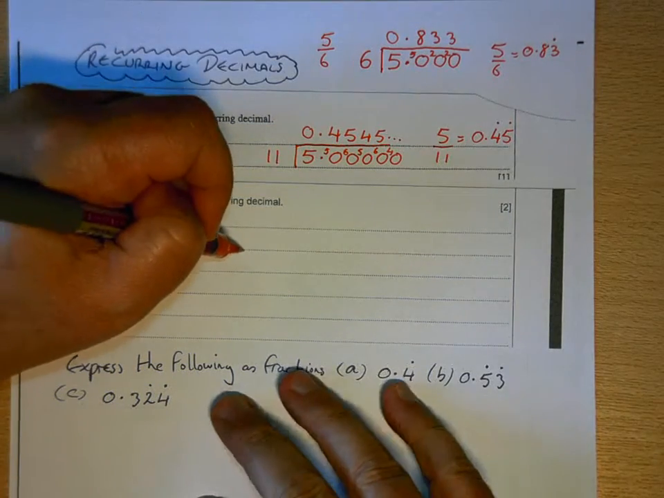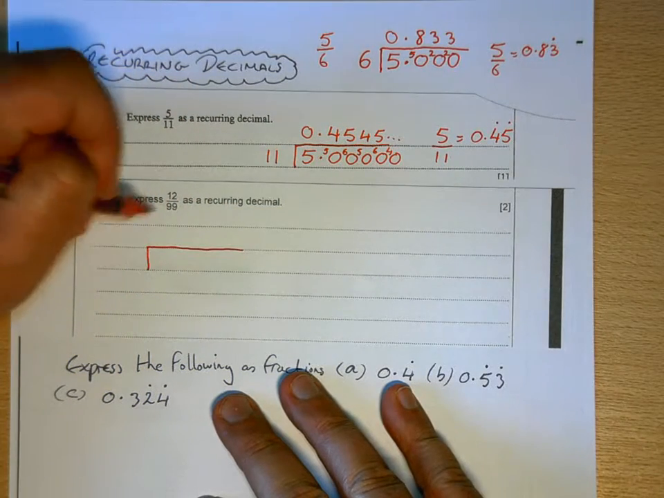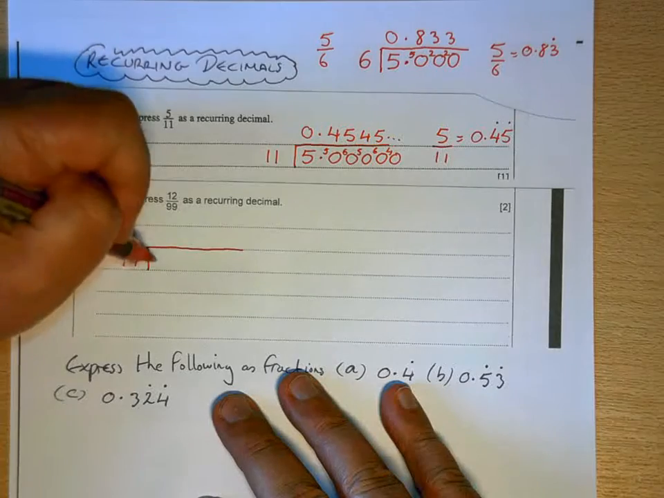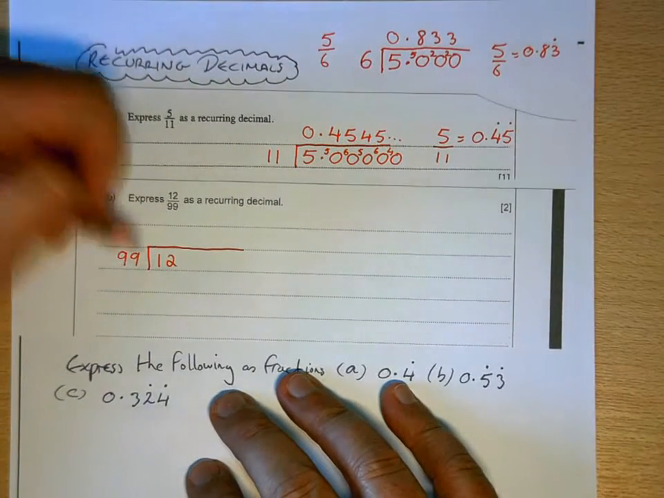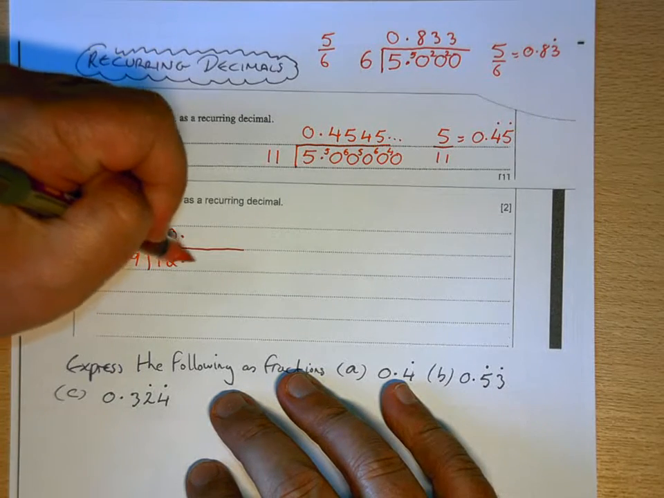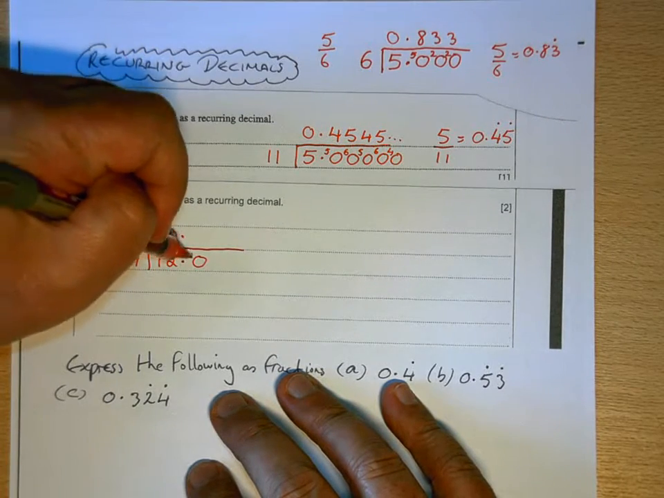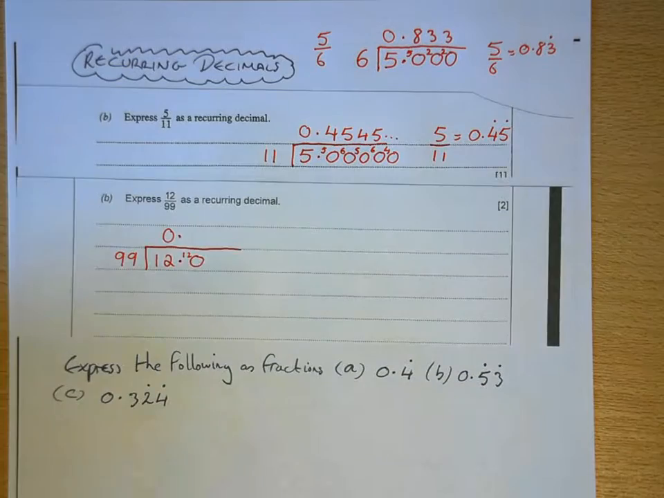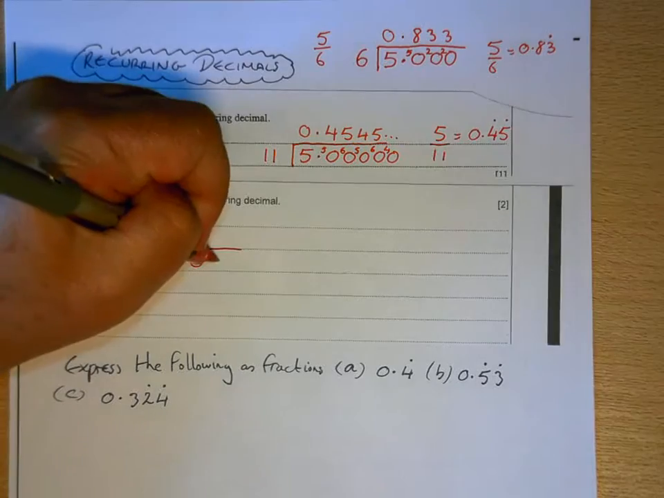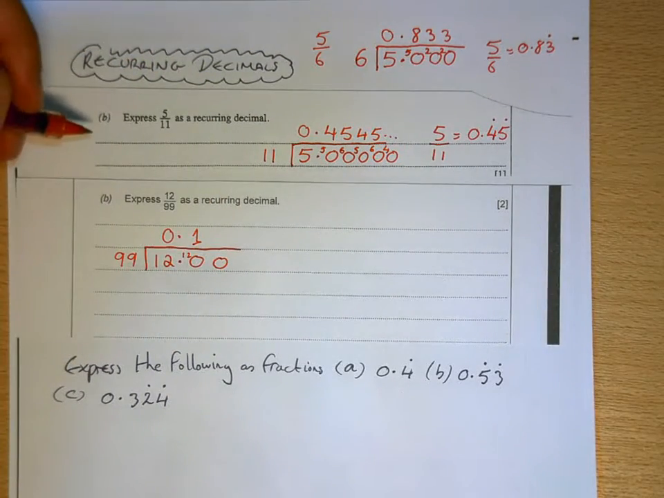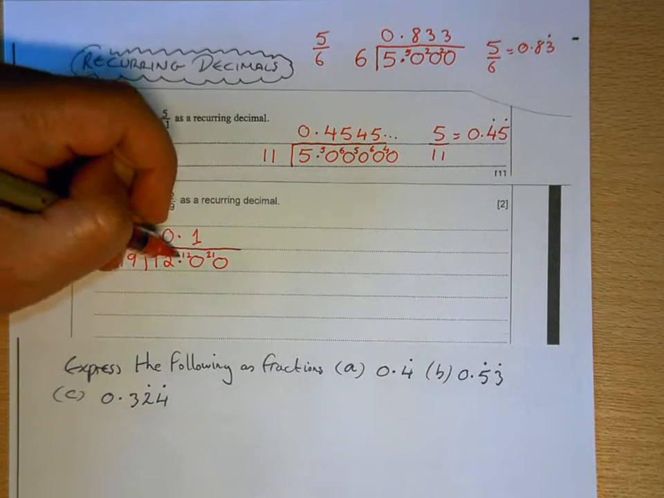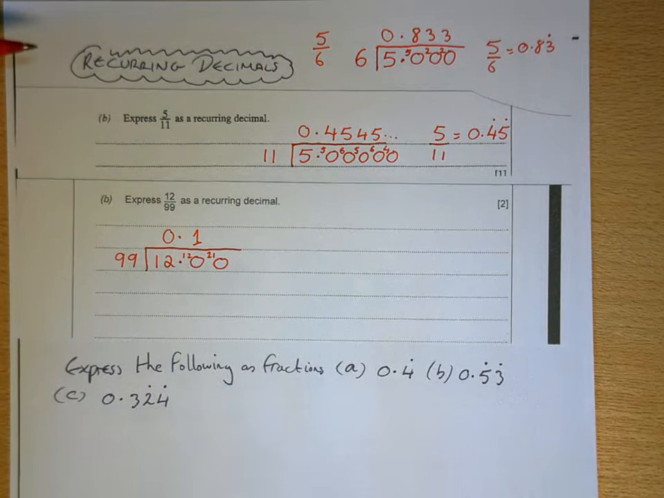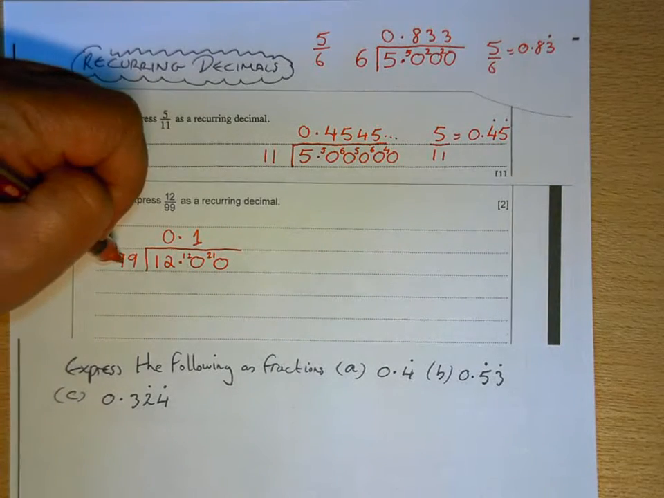Same with this one. So we've got our box. Outside the box goes 99. Inside the box goes 12. How many times does 99 go into 12? It doesn't. Add a 0. How many times does 99 go into 120? Well, clearly once, with a remainder of 21. To go from 99 to 120, you've got to add 21.